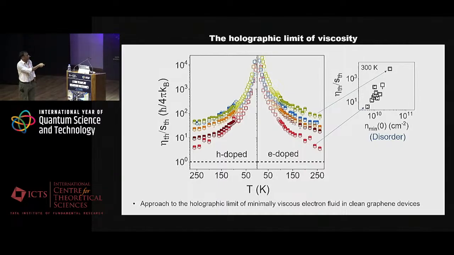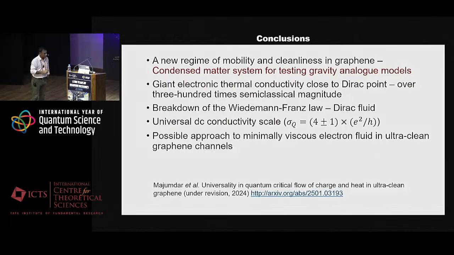But this is something which tells us the importance of reducing disorder if you want to create systems that would be a true manifestation of the gauge gravity duality. So if we want to build systems like that, I'm done. This is the conclusion. It's a new regime, or I wouldn't say new, but there are a lot of people here who can make extremely high quality graphene samples. So it's a condensed matter system for testing gravity analog models.